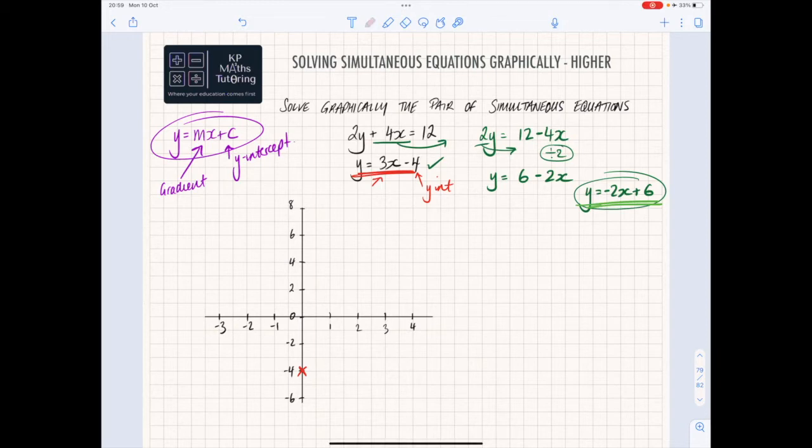So you go across 1. Because my gradient is 3, I go up 1, 2, 3. And then I put another cross at that point. I then follow the process again. I go across 1 and I go up 1, 2, 3. Put a cross, across 1, up 1, 2, 3. And I carry that on until I get to the end of my axis.